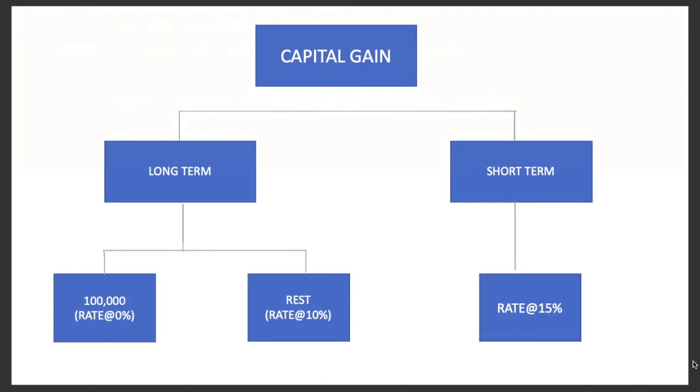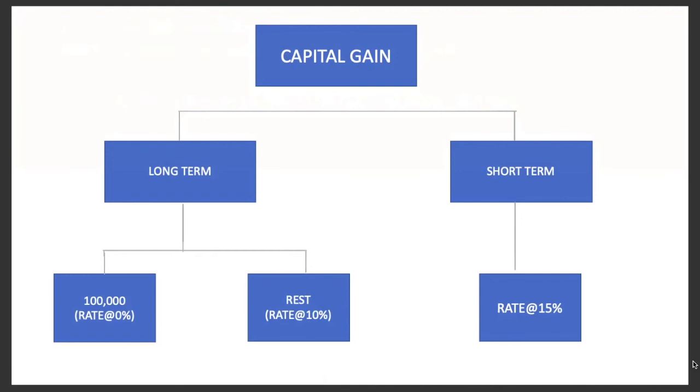Now, when profits are received when capital assets have been held for more than 1 year before being sold, it is termed as long-term capital gain. Same, when the profits are received when capital assets have been held for less than a year before being sold, it is termed as short-term capital gain.